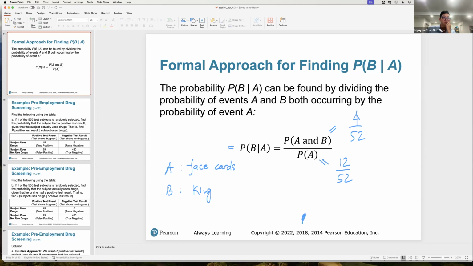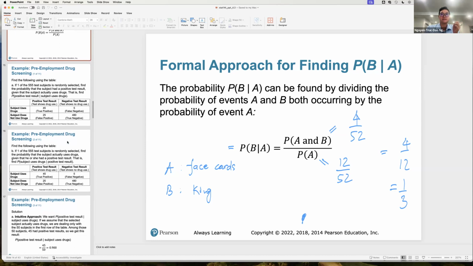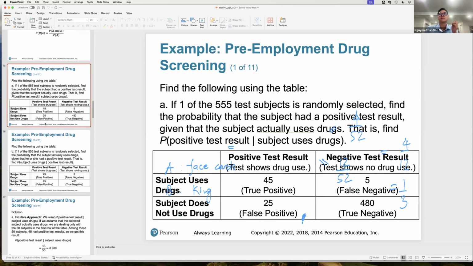Okay, so what do you think? When you take 4 over 52 divided by 12 over 52, you have 4 over 12, which is 1 over 3, right? So given that the card is a face card, the probability that it is a king is 1/3. So that is the meaning of this example. Are we good? Good, right? Then let's do this example.